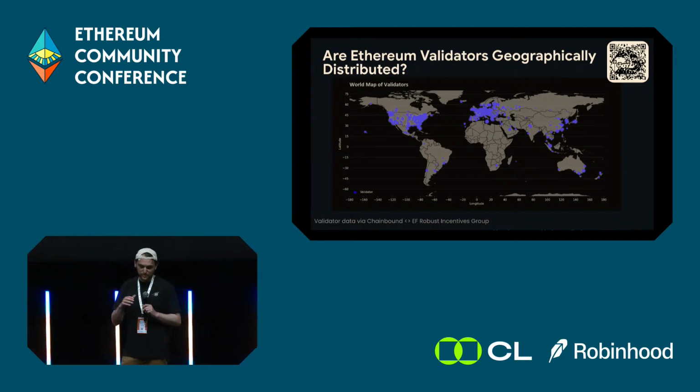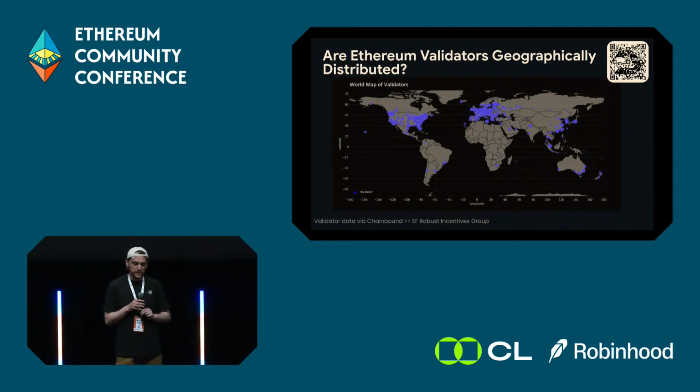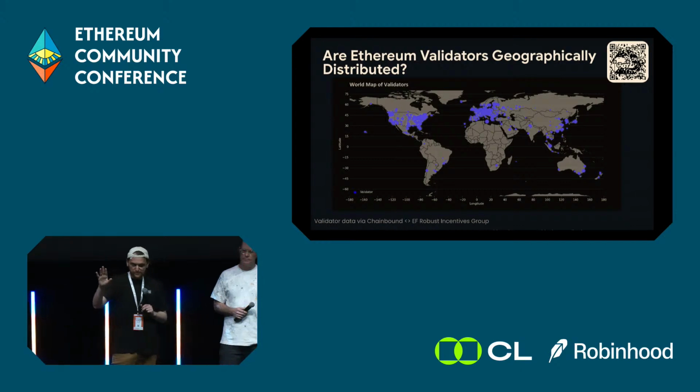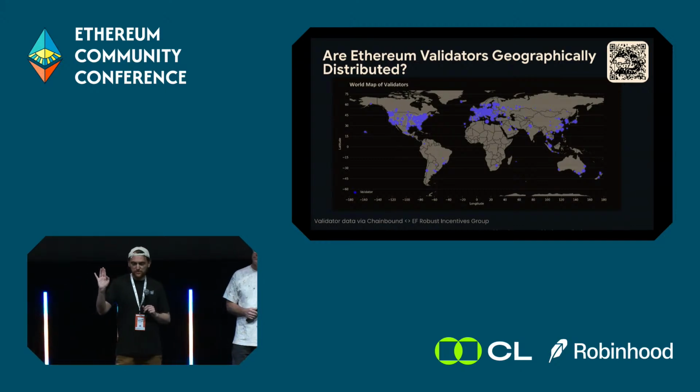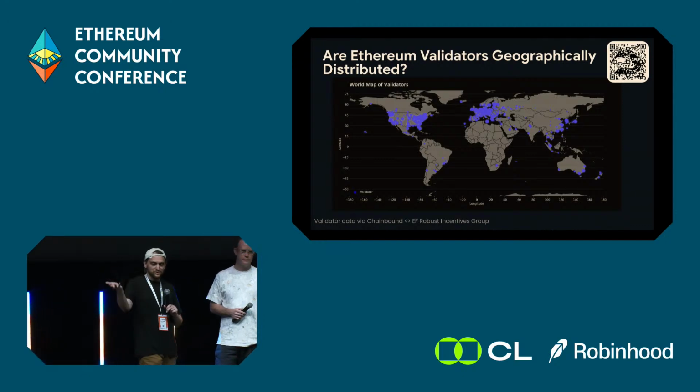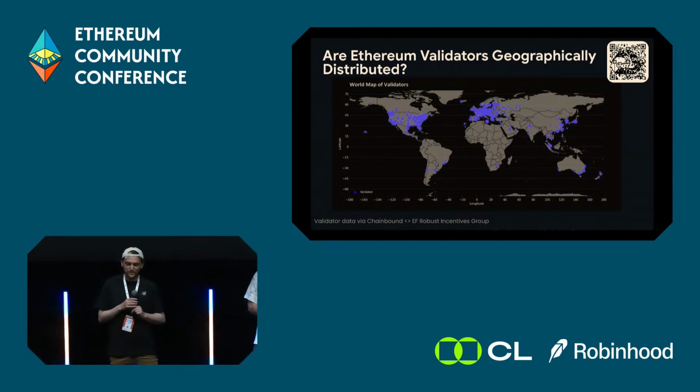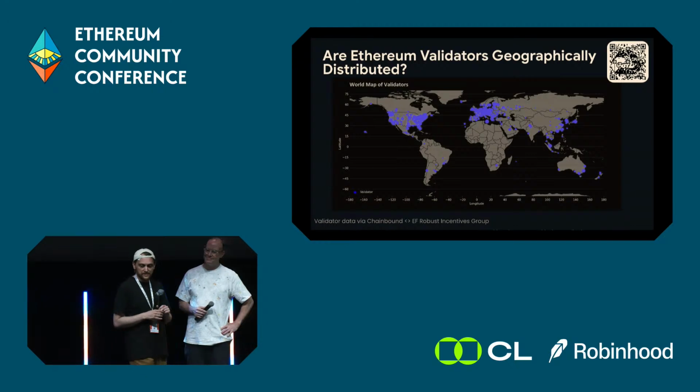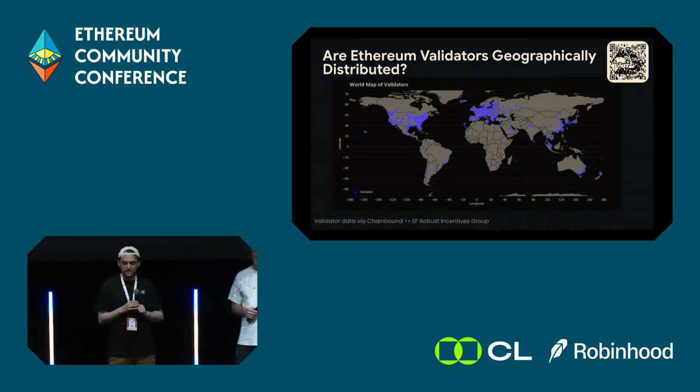This is data from a robust incentive group. It gives you an idea of where Ethereum validator nodes are geographically located. I don't know whether that is broadly distributed over the world. Certainly there is a majority of these nodes in North America and Europe, definitely.